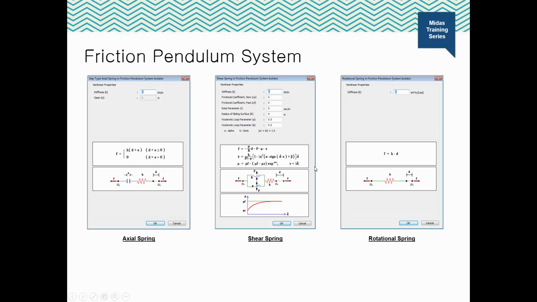For the input data in Midas Gen, we need to input various parameters about the system. For example, as I mentioned, the radius of the surface affects the force. So we need to specify the radius of the concave surface and the friction coefficient. Similarly, we need to input the hysteresis loop parameter as discussed in the lead rubber bearing system. The definition of hysteresis loop parameter is the same. And we can even input the axial and the rotational springs as well.